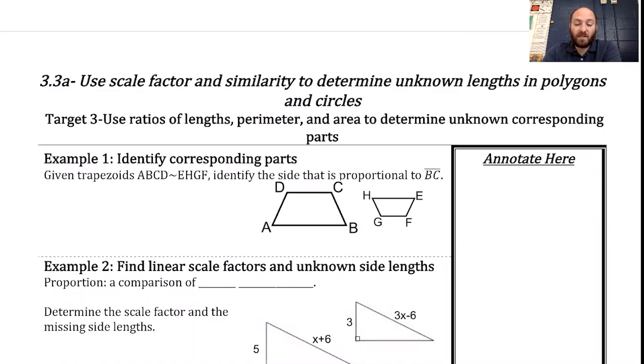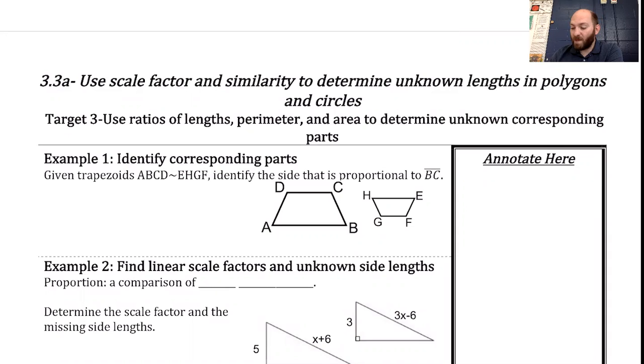Today we're going to be talking about 3.3 Day 1, using scale factor and similarity to determine unknown lengths in polygons and circles. We've actually already introduced this idea, so we're kind of just doing some things again. Really the main reason for that is because it leads into the next topic. So on this one, we're going to first start off with identifying corresponding parts. And again, we've kind of talked about that.